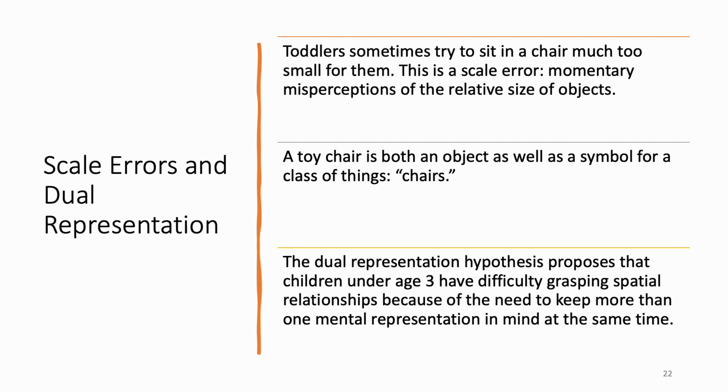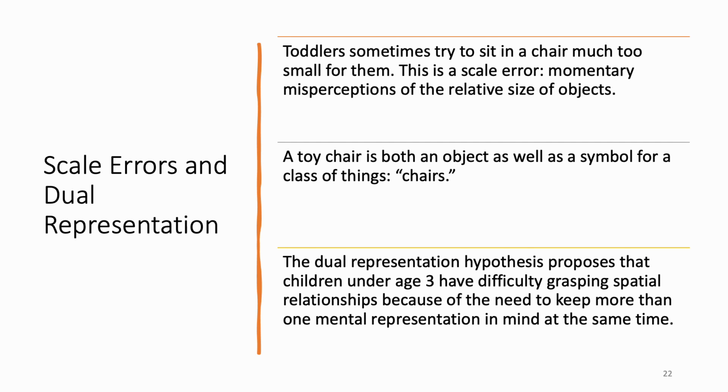You have probably seen toddlers do things that make us all laugh. They try to put on a hat that is too small or sit in a chair that is too small. Toddlers sometimes try to sit in a chair much too small for them. This is a scale error, momentary misperception of the relative size of objects. A toy chair is both an object as well as a symbol for a class of things, all chairs.